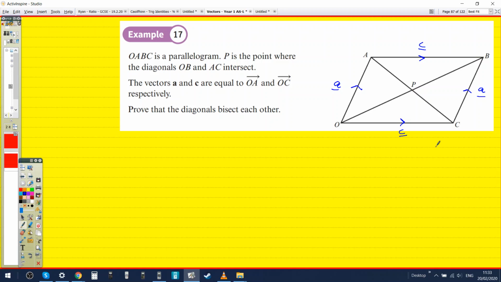And then so would I have to do something like O to B is A plus C? Yeah. And O to B from the other way is also C plus A, A plus C, sorry. Yeah. So we have O to B. So would I have to do something like A to C is C minus A? Yeah.